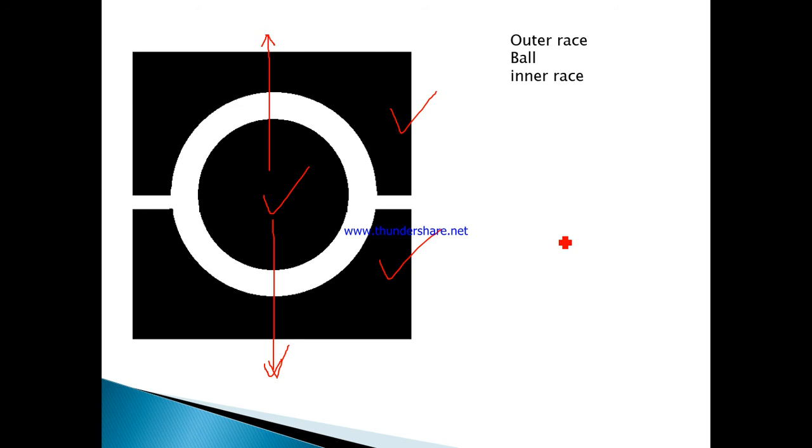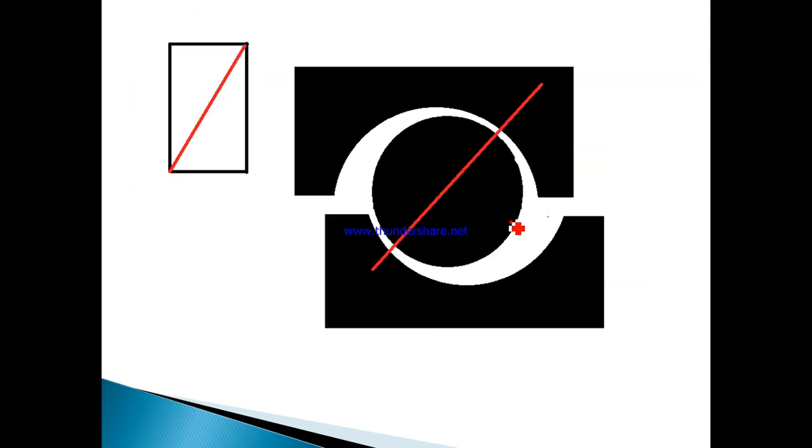Understand? But if there is an axial load coming, what will happen? If there is a radial load coming, this can take care because the point of contact will be here. But if there is an axial load, what will happen? It will disturb the stability. From this figure it is very clear. We have to do something.